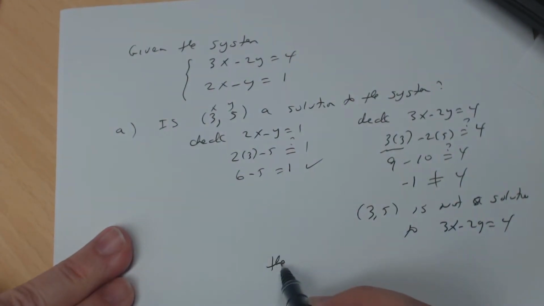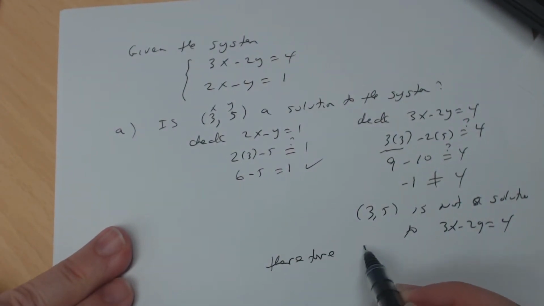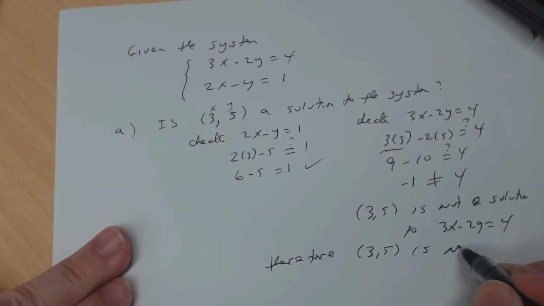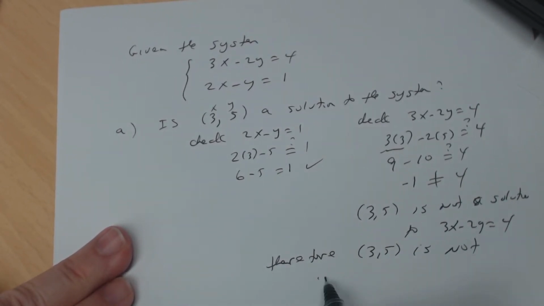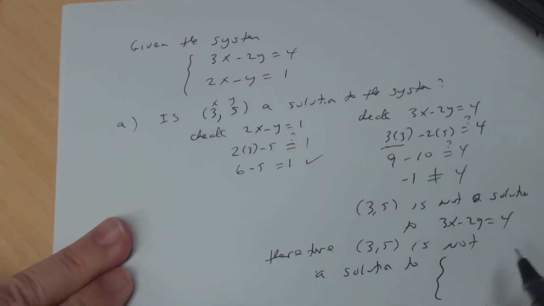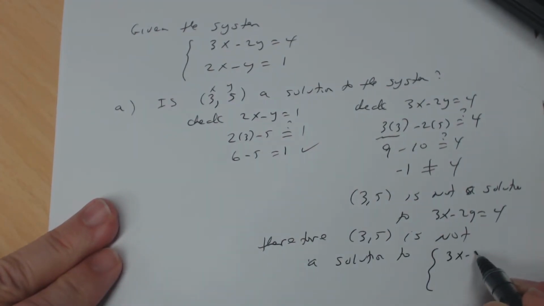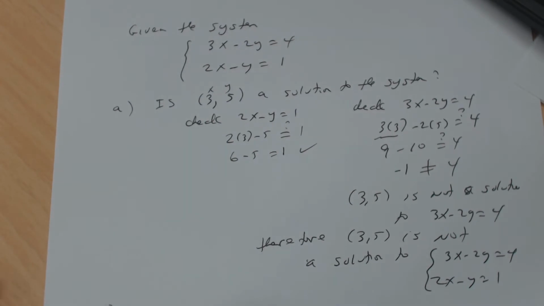So therefore, the ordered pair (3, 5), or the point (3, 5), is not a solution to the system. It's not a solution to this system. 3x minus 2y equal 4. 2x minus y equal 1. Okay?